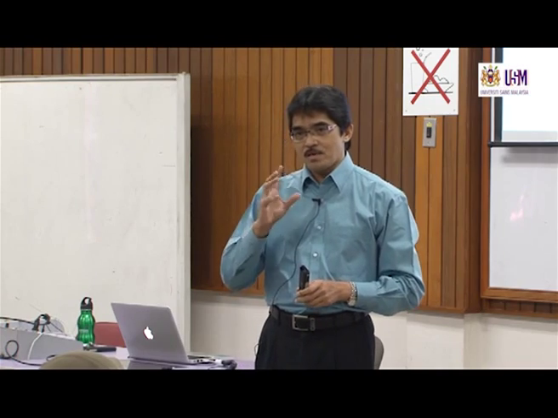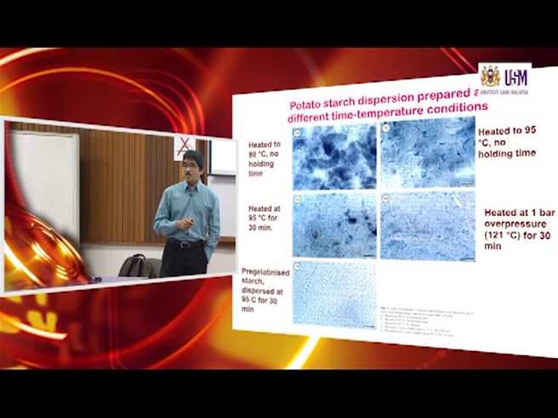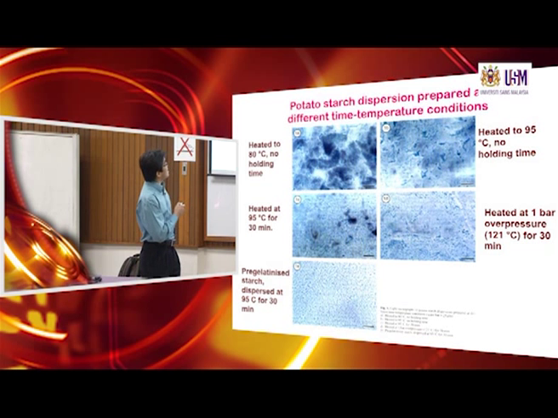But again, I like to illustrate this with pictures because you can see with your own eyes how these different factors affect. So here we have potato starch dispersion prepared at different time-temperature conditions. So we start by heating to 80 degrees, which for potato is already exceeding the gelatinization temperature. But there's no holding time here. We put iodine to see where is the amylose, where is the amylopectin. So we can see heated to 80 degrees.